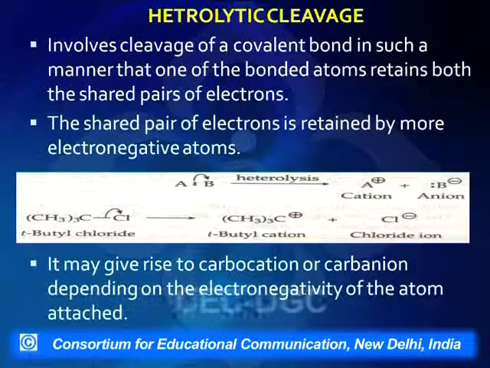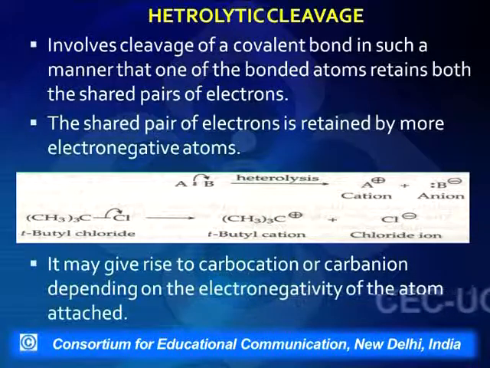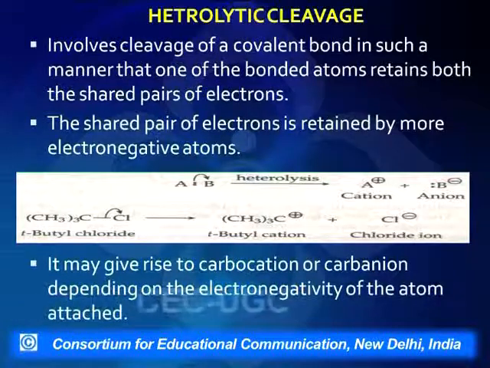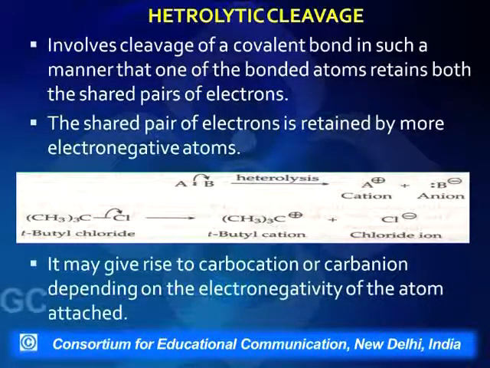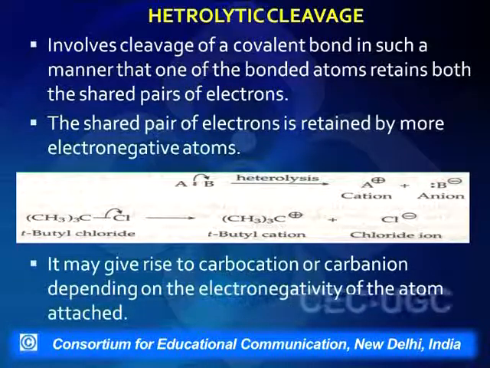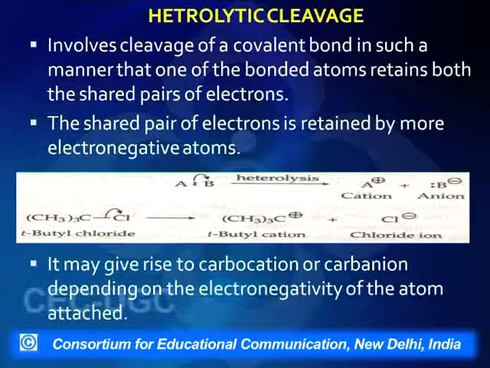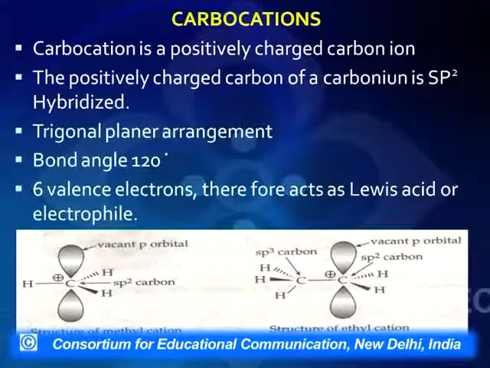So the first thing that we have to keep in mind is that there should be a difference in electronegativity of the carbon and the group attached to it. Then depending upon that, we can get a carbocation or a carbanion intermediate. If the group which is attached to carbon is more electronegative, then the bond breaks in such a manner that the group takes away the bonding pair of electrons, leaving behind a carbon having a positive charge. Such an intermediate in which carbon has a positive charge is known as a carbocation or carbonium ion. So what we see here is, because of this heterolytic cleavage, we've got a carbocation.